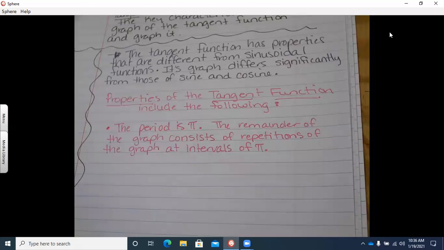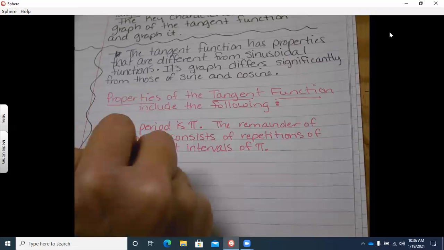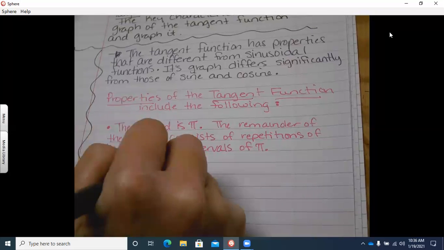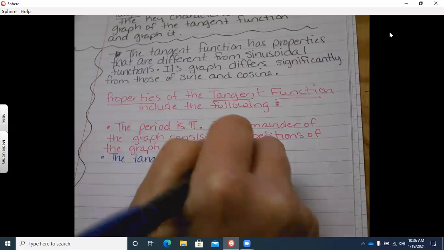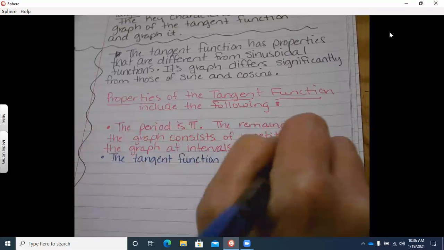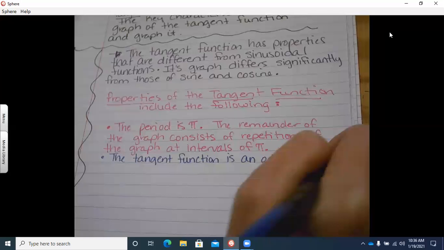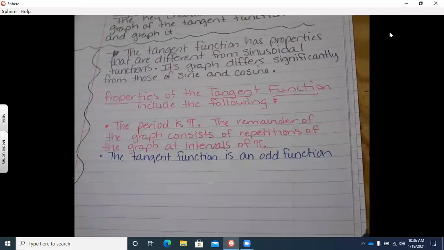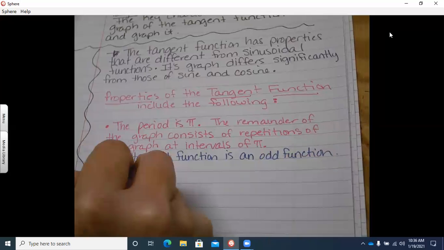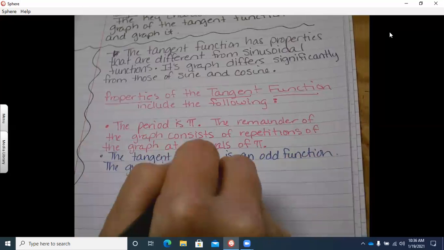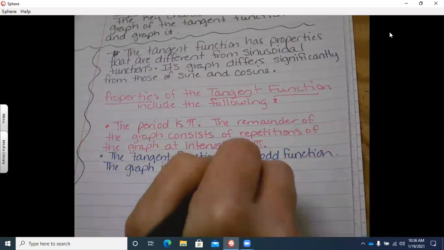The tangent function is an odd function, not because it's weird. The tangent function is an odd function. The graph is symmetric with respect to the origin.